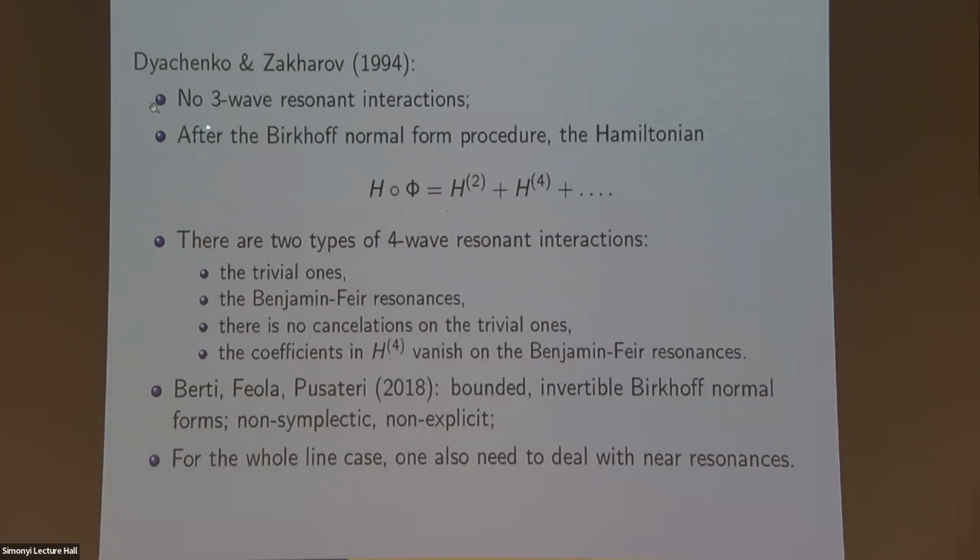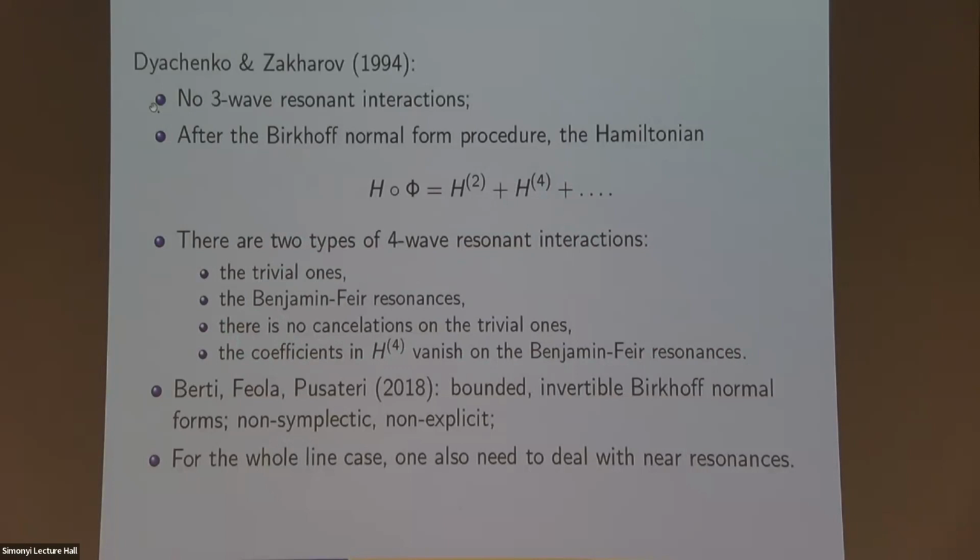So what was really discovered by Dyachenko and Zakharov? They found there's no three-wave resonant interaction, and after the Birkhoff normal form procedure and doing a power expansion, there's no H3. So there's H4. By studying this, they found there are two types of four-wave resonant interactions: trivial ones, and also Benjamin-Feir resonances. They found that the coefficient of H4 vanishes on the Benjamin-Feir resonances, but on the trivial ones there's no cancellation.